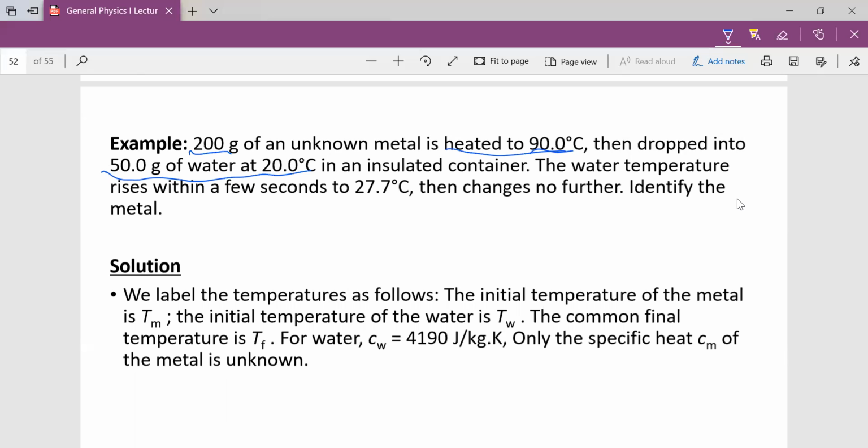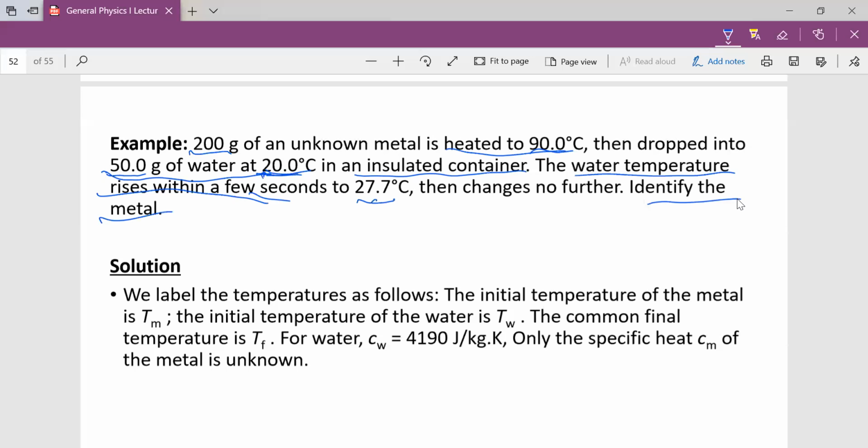They quickly drop it into cool water of 50 grams at 20 degrees Celsius in an insulated container, so that the heat exchange is happening between the water and the metal. It's not really going off into the environment. So then we can quantify the heat transfer. They gave us the parameters and told us that the temperature of the water actually rose from 20 to 27.7 degrees Celsius, so we can find a change here. And they're asking us now to identify the metal.